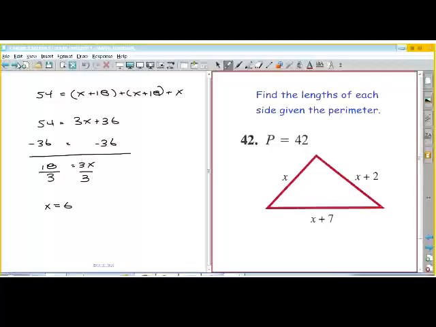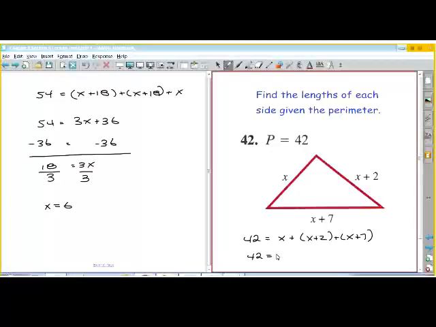Same kind of deal here. Instead of doing it in terms of words, they give you the lengths. So we create, this is problem 42, the perimeter is 42. The perimeter is also the sum of the 3 sides of the triangle. So we have an algebraic equation.